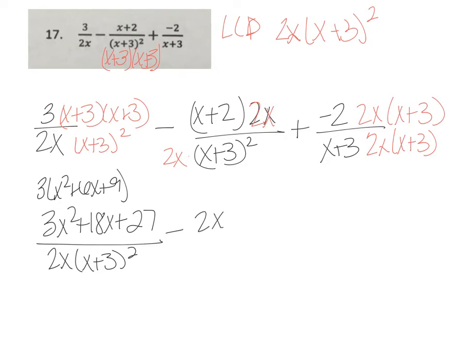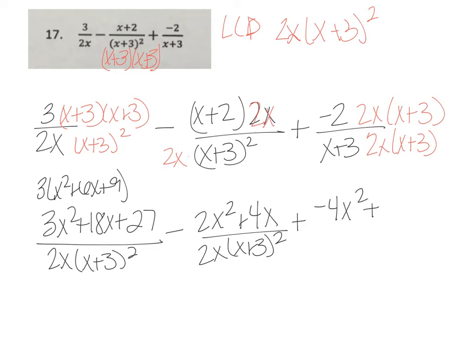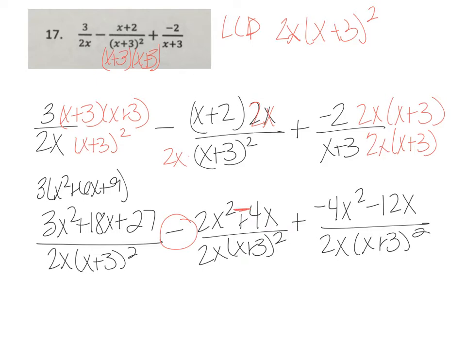minus 2x squared plus 4x over 2x times x plus 3 squared, and then minus 12x over 2x times x plus 3 squared, because negative 4x times 3 is minus 12x. Now I need to be very careful with this negative. It's minus 2x, but it's also minus 4x.